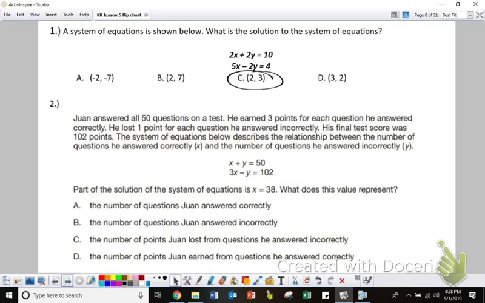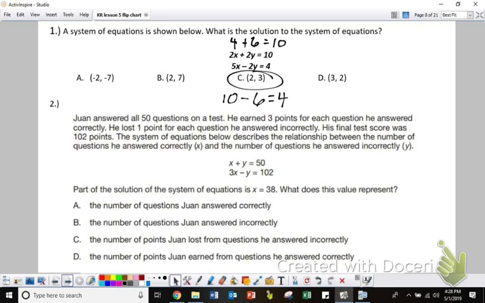If I plug in 2 for X and 3 for Y, 2 times 2 gives me 4, and then plus 2 times 3 gives me 6. That's equal to 10. That one works. Then in the bottom one, 5 times 2 is 10, minus 2 times 3, which is 6, equals 4, and that one is also true. So both of them work if I plug in (2, 3).